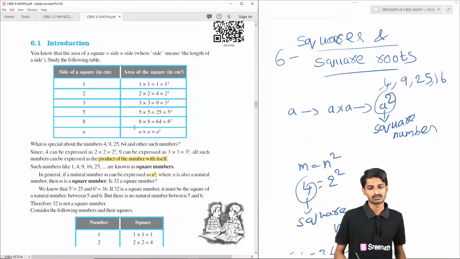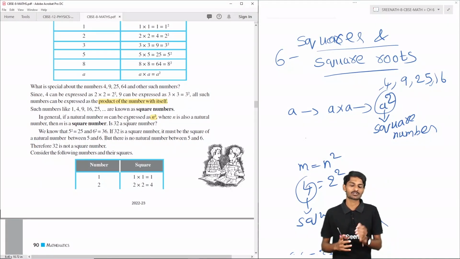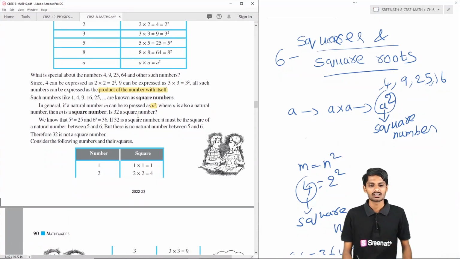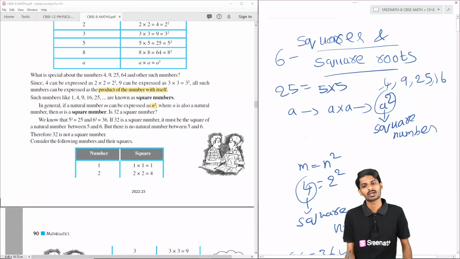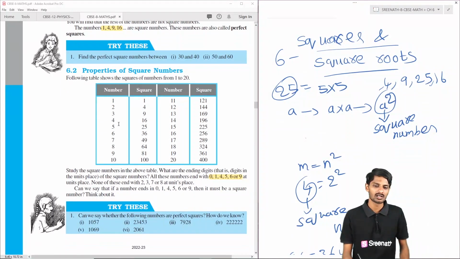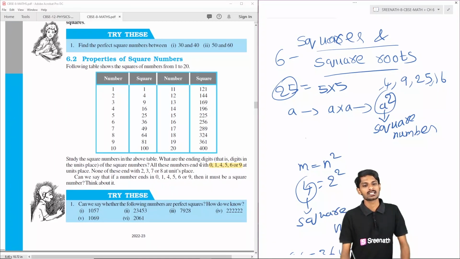Squares and square roots. So what is a square number? If you express any number as a product of two same numbers, then it is called a square number. Suppose if you take 25, you can express it as 5 into 5, product of the same number. So 25 is a square number. Like that we have discussed. And square numbers end with 0, 1, 4, 5, 6, 9 in the units place.